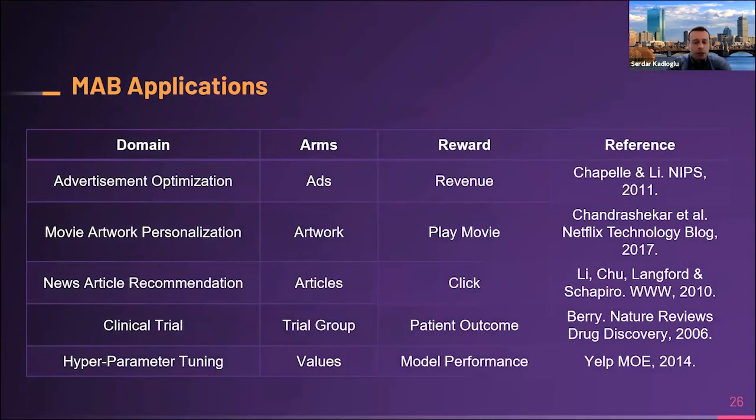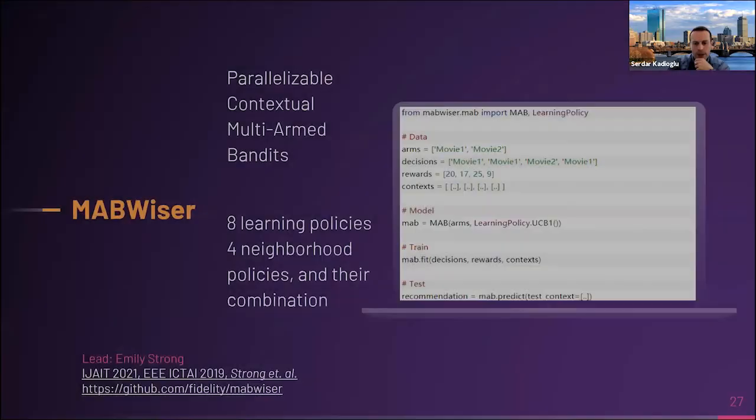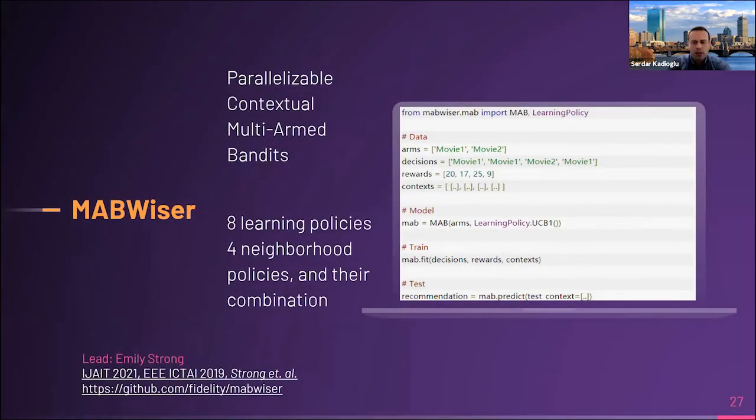And bandit algorithms are applied in the industry and in the literature in numerous domains. I listed a few here. My favorite example, the movie artwork personalization from Netflix. What they essentially do is to use bandits to select the poster image to display when they are recommending a movie to a user. So for the same movie, different people might see a different poster representation. And they use a multi-armed bandit approach for that. While these algorithms are really nice, there were not many options to use bandit algorithms in the Python tech stack. And to fill this gap, we built the MABWiser library that we presented in a number of publications.